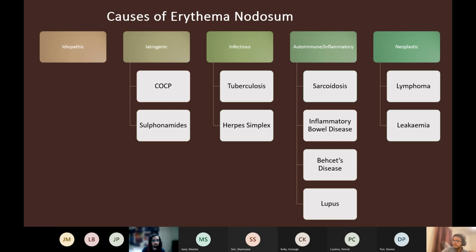Infection: tuberculosis is a big cause of erythema nodosum. Any other infections? That's not a common cause. It is a common cause worldwide. It's not a common cause in the UK. Do you know what infection is the commonest cause in the UK? Commonest infectious cause, sorry. Don't worry if you don't. So herpes simplex is a very common cause of it as well.